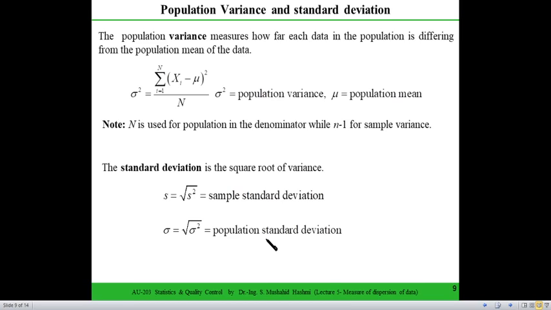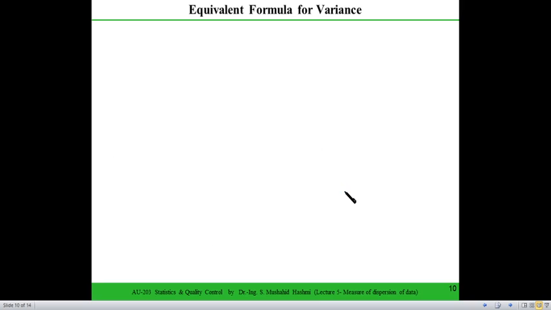Once you work out the formula for variance, taking the square root gives the formula for standard deviation. Or if you have a standard deviation and you take the square, you get the variance. So these are not two different quantities. Standard deviation is defined in terms of the variance, or variance can be defined in terms of standard deviation, and vice versa.